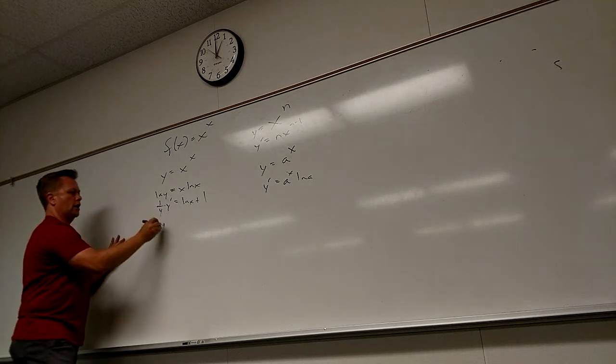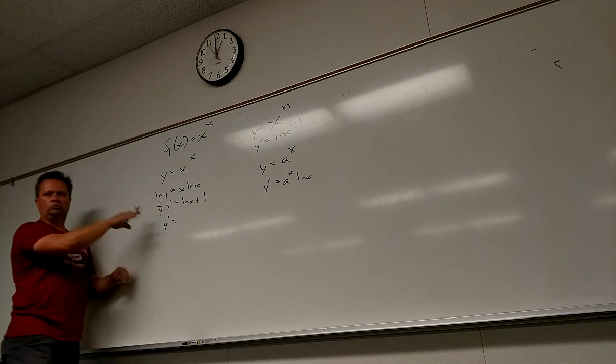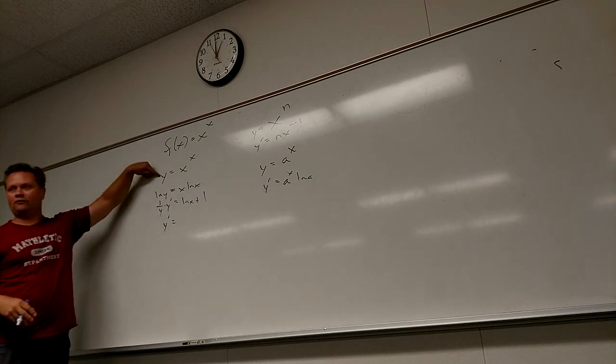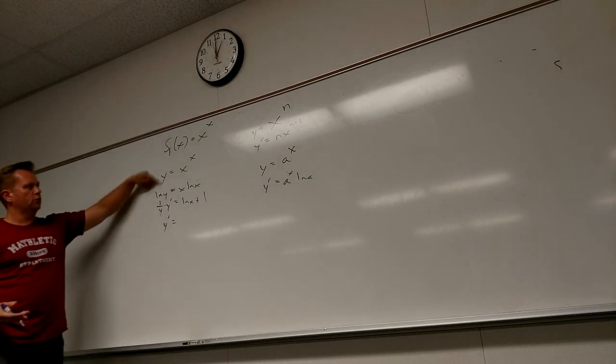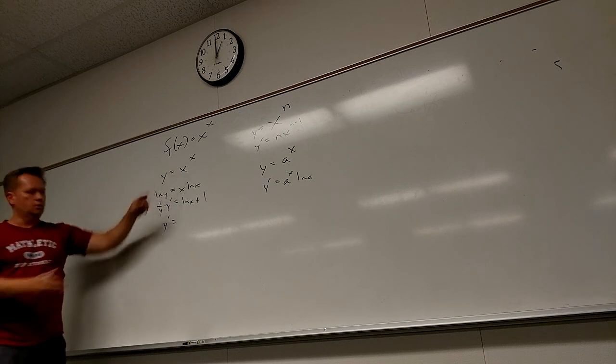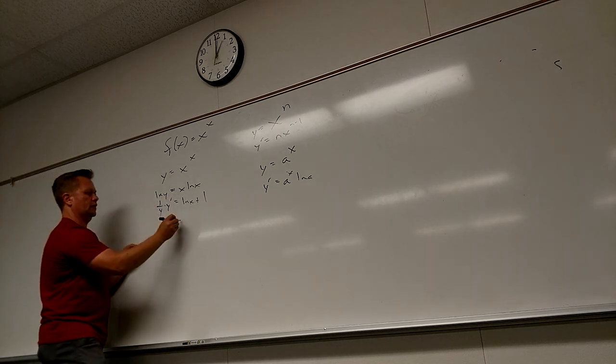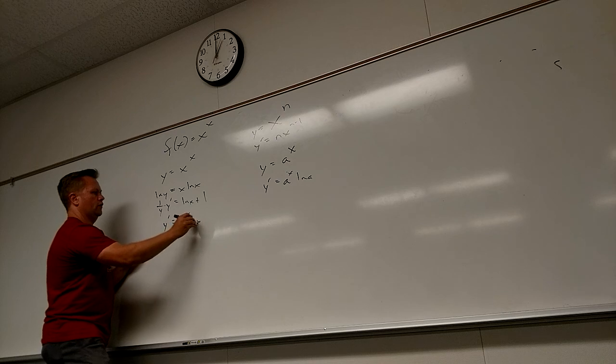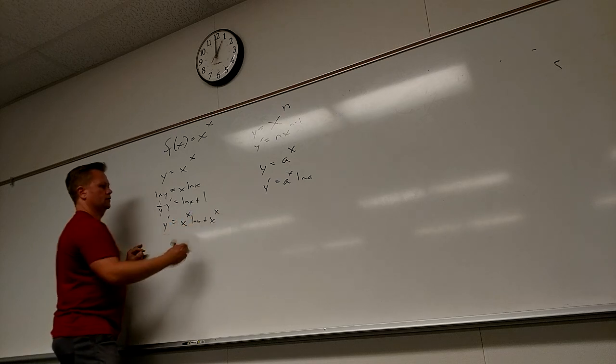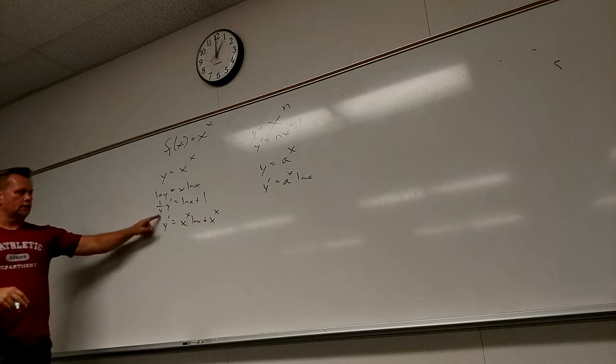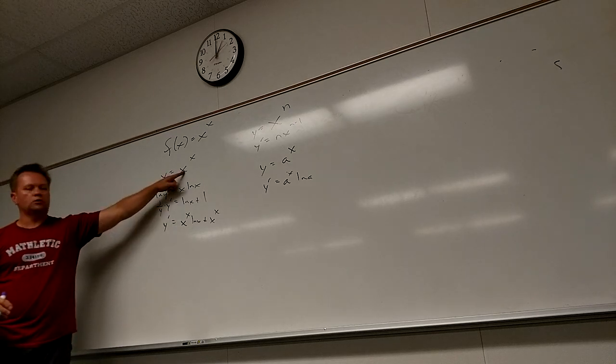Multiplied by y, and since it's not truly implicit, we have an explicit function. This is beautiful. I know what y is. It's x to the x. So I'm going to multiply both sides by x to the x. I get x to the x times natural log of x, plus x to the x. Right? That's what y is. So when I multiply by y, I'm really multiplying by this.